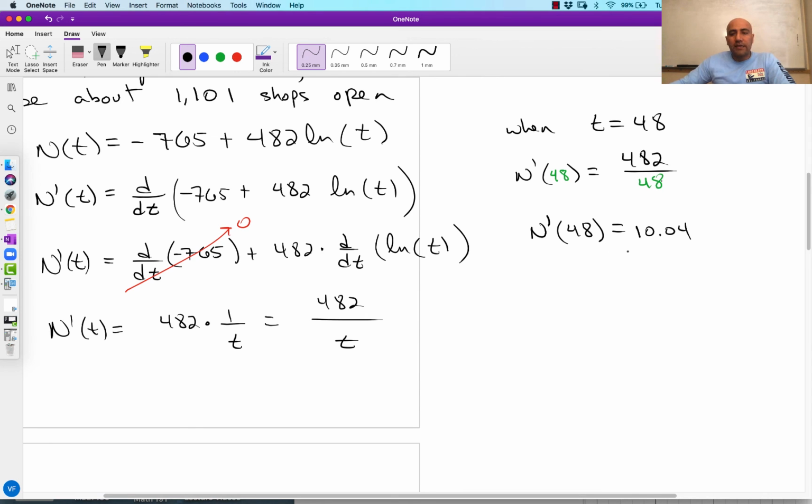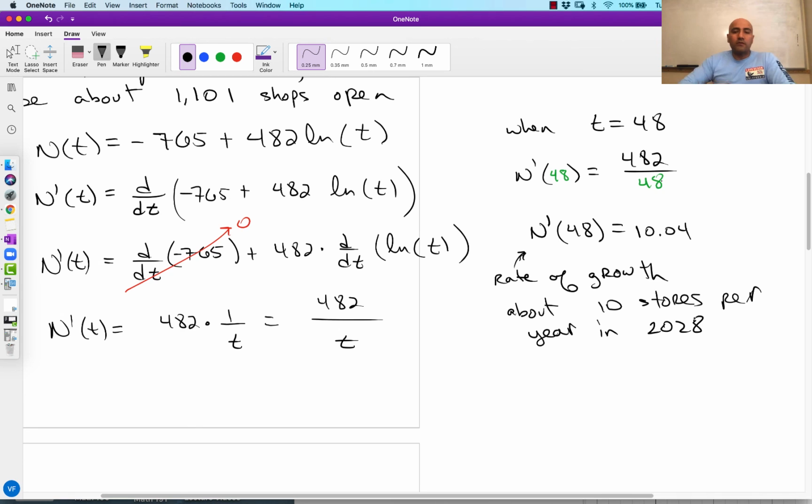So what this is saying is that the rate of growth in the year 2028 is approximately 10 stores per year. The instantaneous rate of growth at that year is about 10 stores per year. So that's approximately how many stores we can expect that they'll open that year, 10 additional stores.